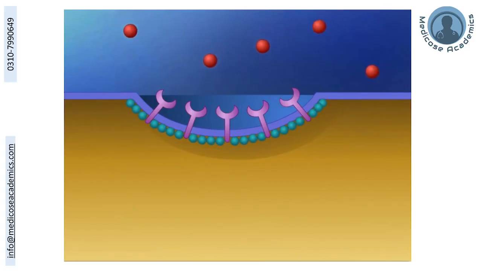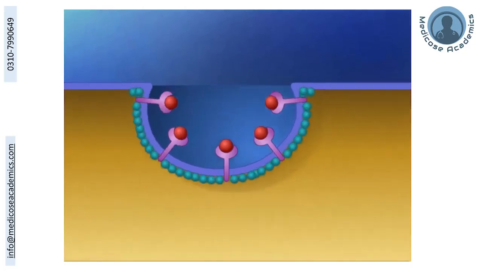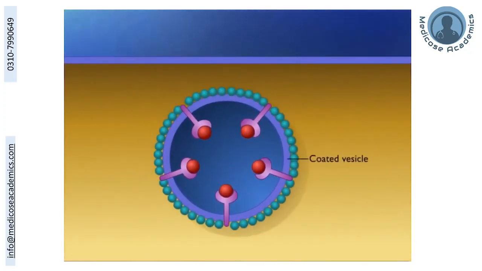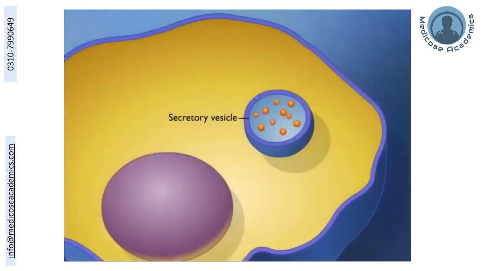Here you can appreciate the target molecule. It came and attached to the receptor protein. Again, the endocytotic vesicle starts forming, and ultimately it will be pinched off. You can see under the cell membrane, clathrin protein is coating, which will ultimately form the coated pit, and this will be transformed into the endocytotic vesicle. So this is the example of receptor-mediated endocytosis.